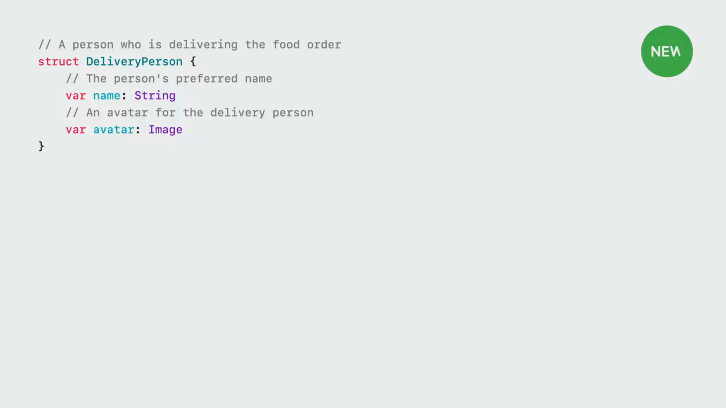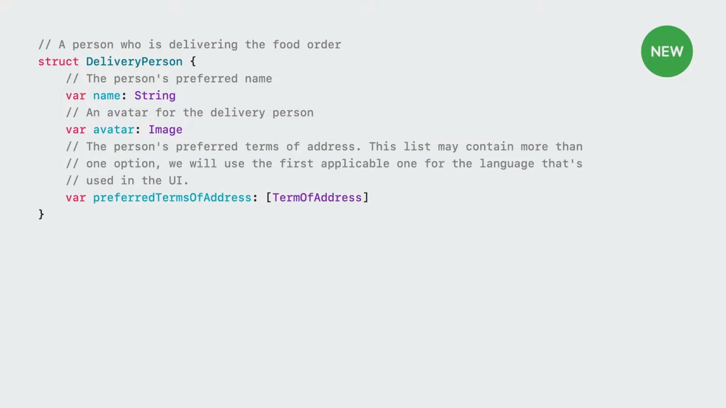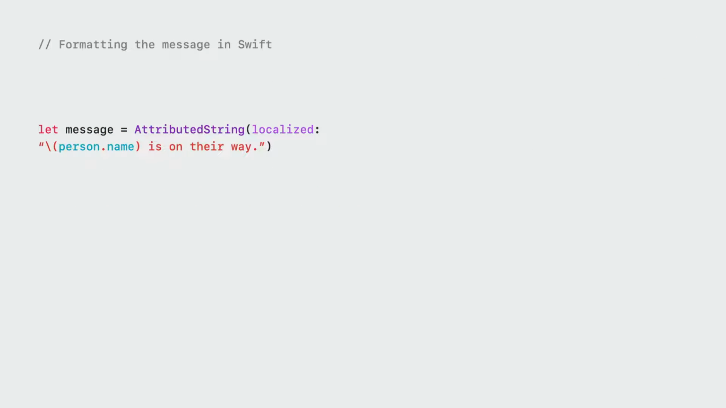First, we need to change the model for the delivery person to include their preferred term of address. To represent that, we add a new property of type term of address, which is new this year. Then, we can set the term of address to any of masculine, feminine, or neutral. Since we want to refer to Tony using he and him pronouns, we choose masculine. Next, we need to annotate the strings where pronouns need to change. To do that, we use the new referent concept attribute.